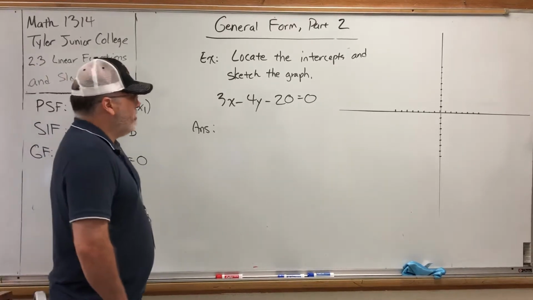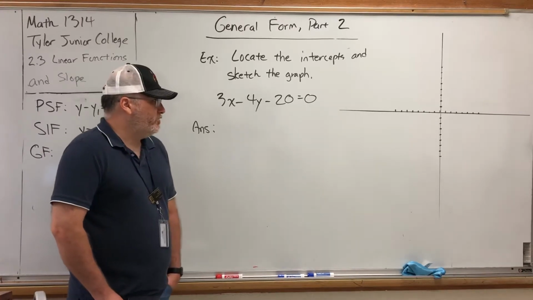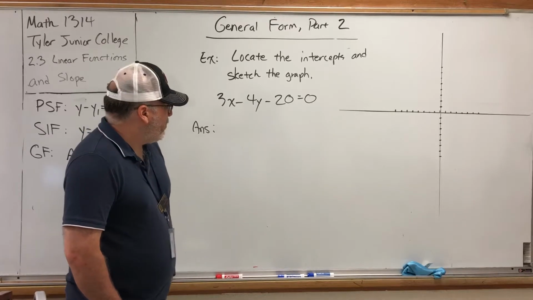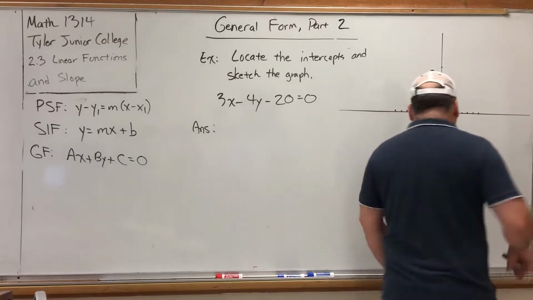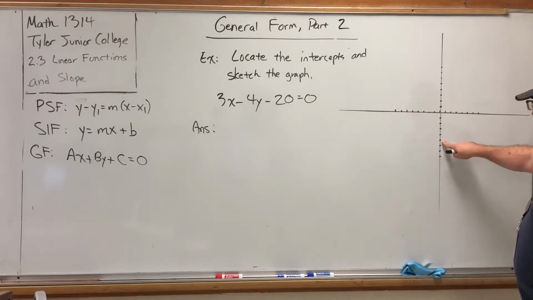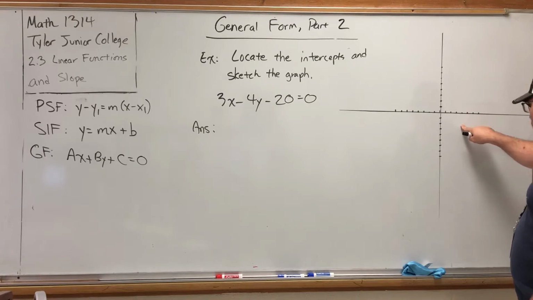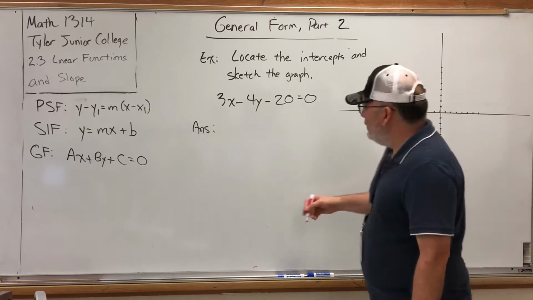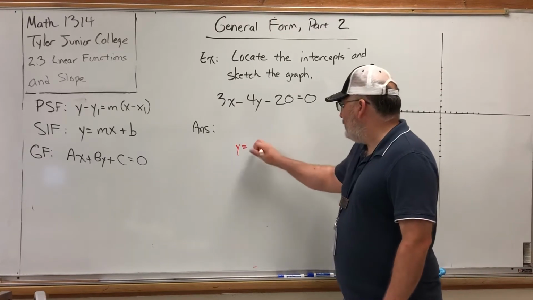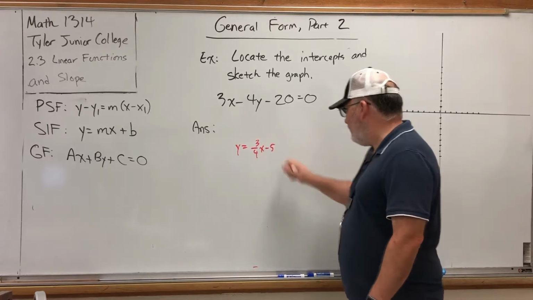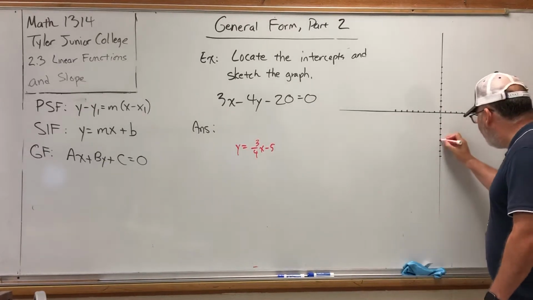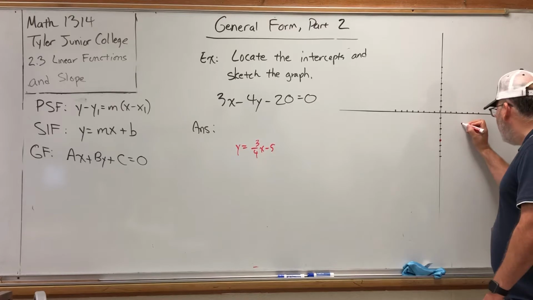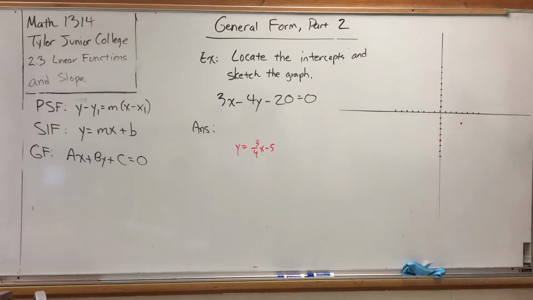Locate the intercepts and sketch the graph of 3x minus 4y minus 20 equals 0. Wait a second, didn't we already graph this one? We did. We graphed it previously by locating the y-intercept, which I believe was at negative 5. And then I believe we rose 3 and ran 4 to put us at 4 comma negative 2. So just to recap, previously when we solved this for y, we got y equals 3/4 x minus 5, which put a y-intercept at negative 5, and then we rose 3 and ran 4, which put us over here at 4, negative 2.